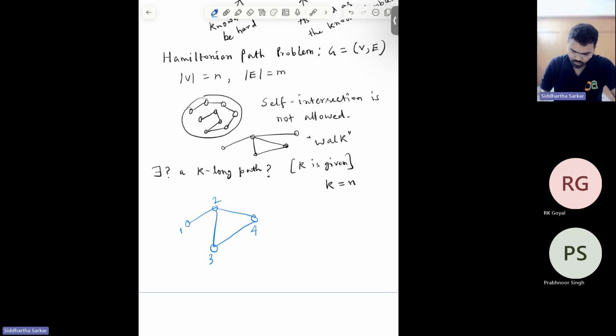So this piece, 2, 3, 4, is in fact a subgraph of my graph G, but it is not an induced subgraph because there is also an edge between 3 and 4 which I am not taking. So when I give you a subset of the vertices and ask for the induced subgraph, you have to take all the edges among the given vertices. If you don't, you still get a subgraph, but it is not an induced subgraph.